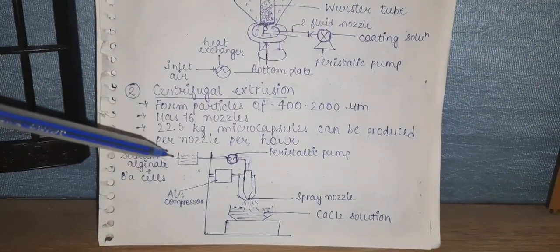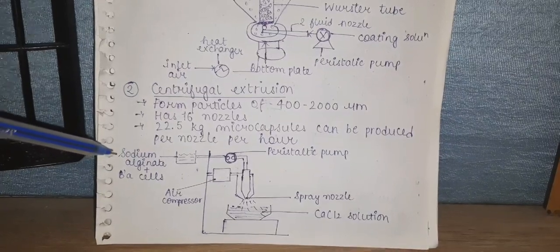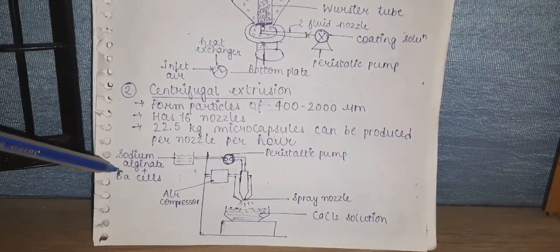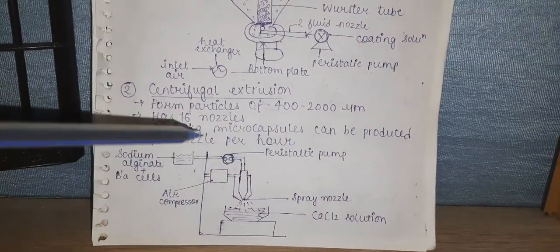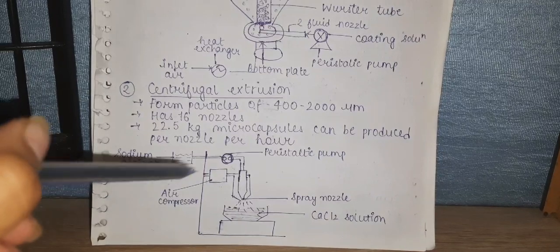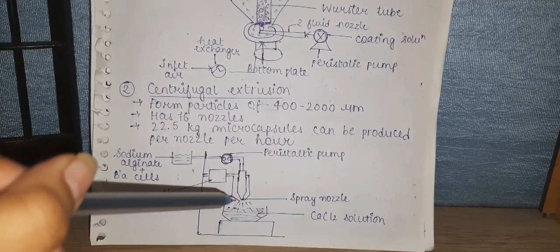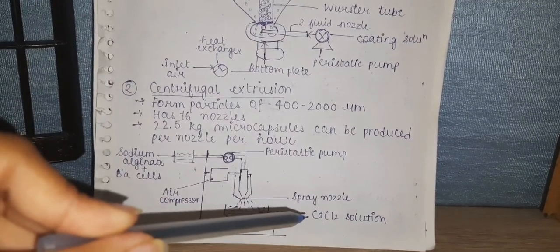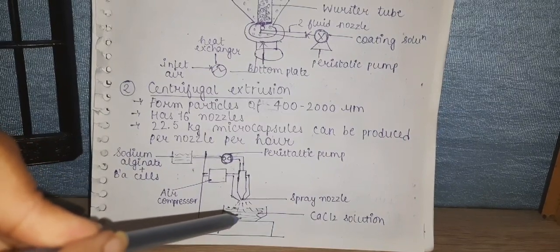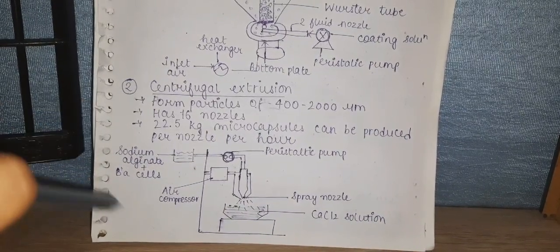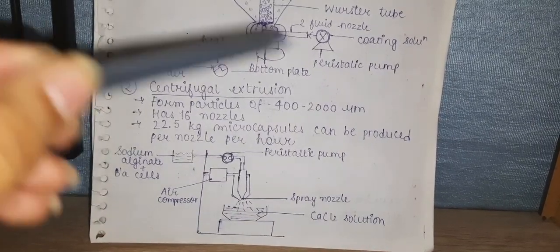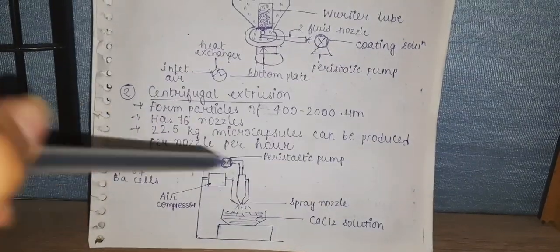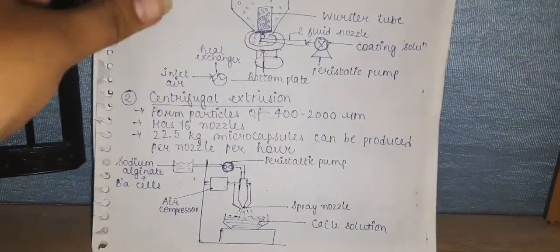Now there will be a sodium alginate mixture which will be having bacterial cells in it. That will be attached with a peristaltic pump. There will be an air compressor present, and the spray nozzle will spray. And here a CaCl2 solution will already be present, into which this sodium alginate and bacterial mixture will be going. So this was your centrifugal extrusion.